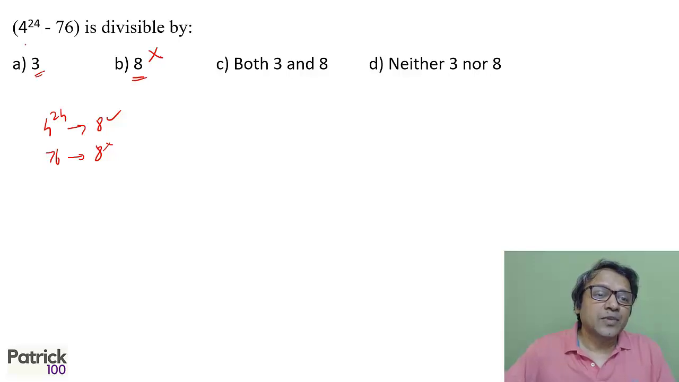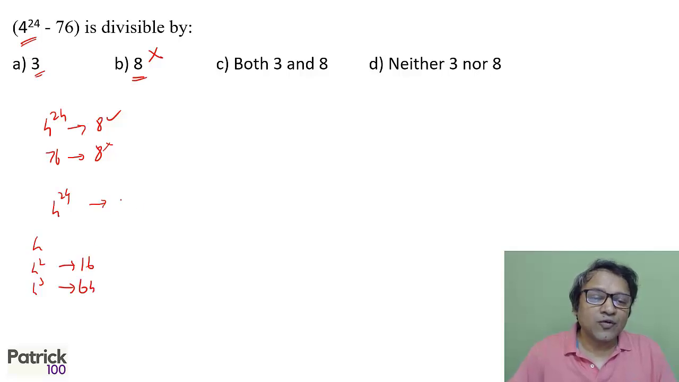Let's check 3. The first number is a multiple of 3 plus 1, because 4 raised to any number will be a multiple of 3 plus 1. Because 4 is a multiple of 3 plus 1, 4 square is a multiple of 3 plus 1, 4 cube, 64, is a multiple of 3 plus 1. Or you can make out that 4 is 3 plus 1, whole raised to 24. If you expand it, it will always be a multiple of 3 plus 1. Anyway, 4 raised to 24 is a multiple of 3 plus 1.